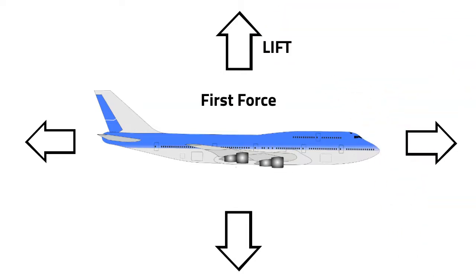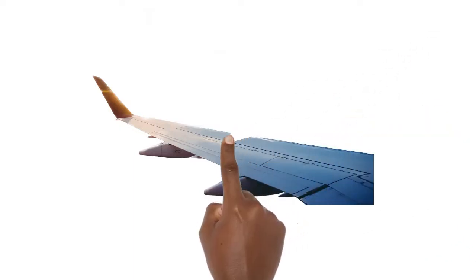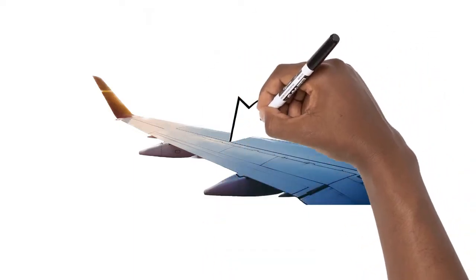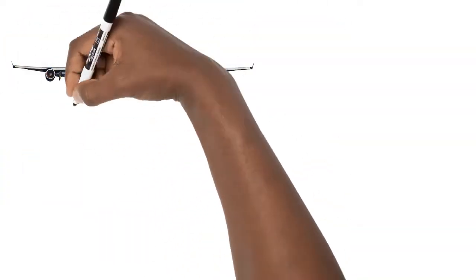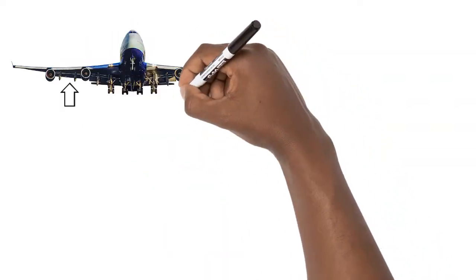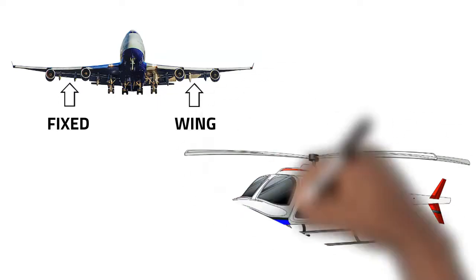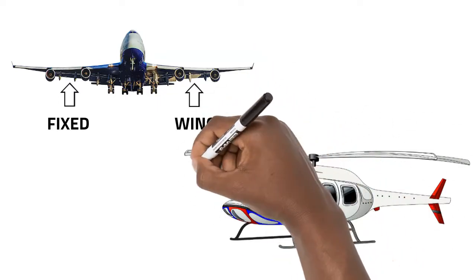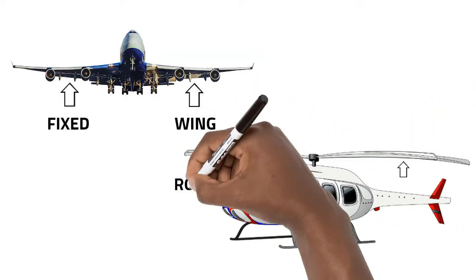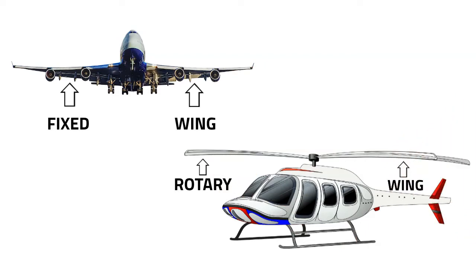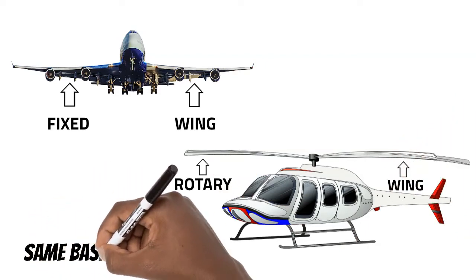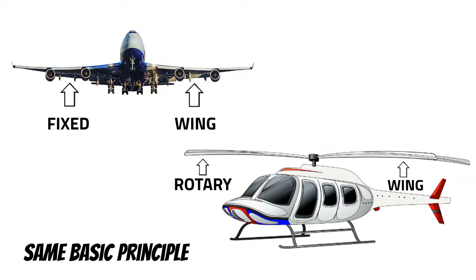Lift. The force that lifts aircraft off the ground is generated by the wings and how air moves around it. Every aircraft has wings. For airplanes, they're fixed to the sides of the fuselage, hence they're termed fixed-winged aircraft. And for helicopters, they are attached and rotate above the main body, hence they're called rotary-winged aircraft. In both cases, the basic principles are the same.